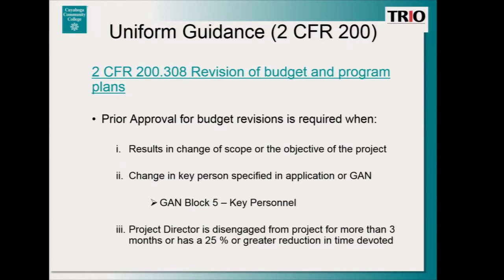Another one is when there's a change in the key person specified in your application or GAN, which was located in the GAN block number 5, called key personnel. This is your project director at your institution, and if their name is on the GAN and you're going to change, it will need prior approval by the Department of Education. In addition, prior approval is needed when you need to disengage the project director for a period longer than 3 months or 25% of the allocated time in the GAN. We've covered this several times, mentioned it at least, in several of the budget presentations in Budget 1.